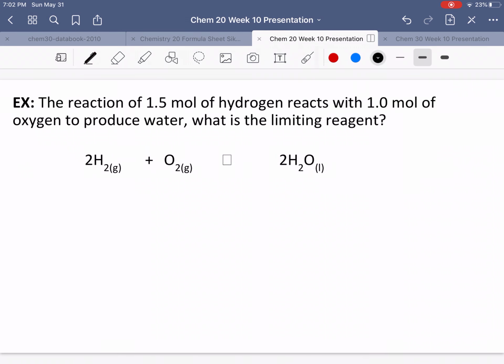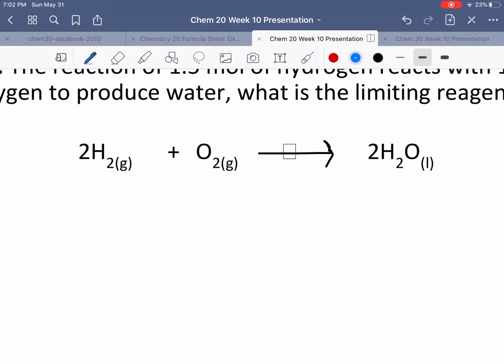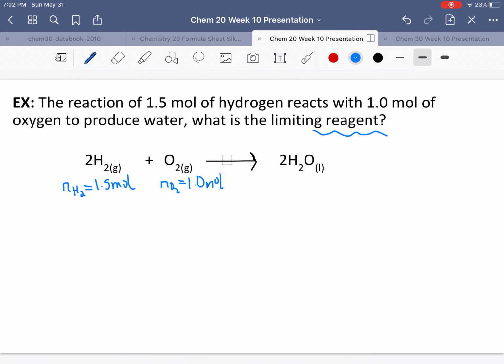What if we've got this reaction? 1.5 moles of hydrogen reacting with 1 mole of oxygen. First things first, write down what you've got. The number of moles of hydrogen is equal to 1.5 moles, and the amount of oxygen is equal to 1.0 moles. The question then says, what is going to be the limiting reagent? Which means, what is going to run out first?